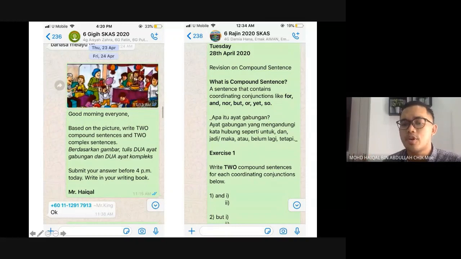For compound sentences, there are actually only four words: for, and, but, and so. I want to enhance the understanding of the basic compound sentence first. I use the medium of WhatsApp lah. As for my case, my students, they don't have a problem. Problems arise if I say that I want to use Zoom, Google Meet and all. So WhatsApp is still fine for all of them.